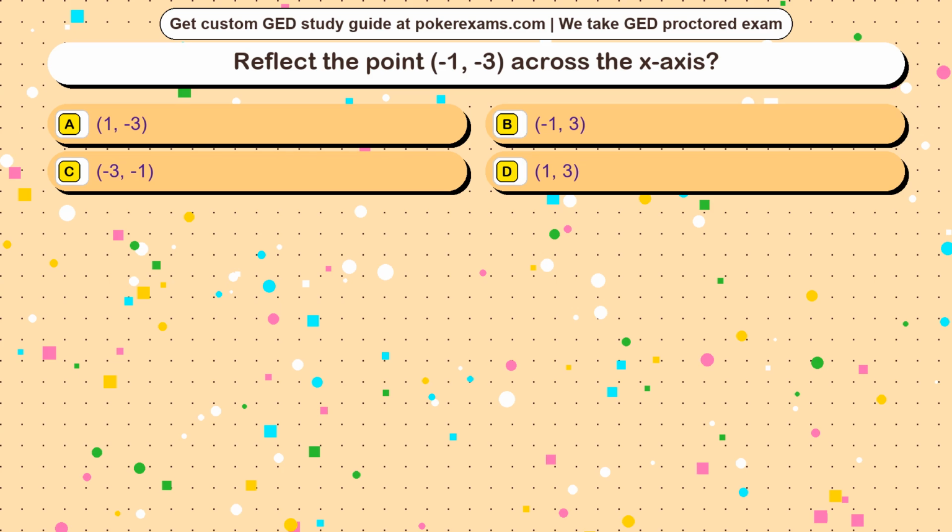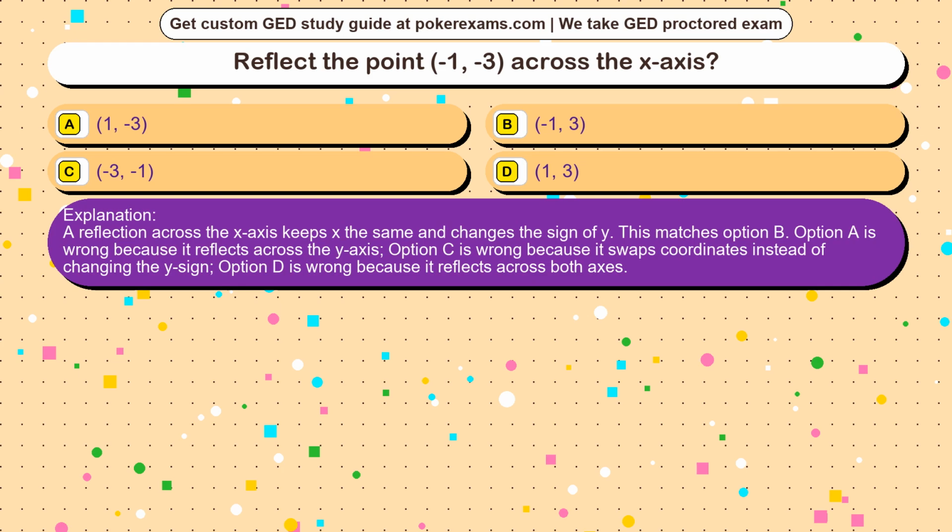The correct answer is option. A reflection across the x-axis keeps x the same and changes the sign of y. This matches option B. Option A is wrong because it reflects across the y-axis. Option C is wrong because it swaps coordinates instead of changing the y sign. Option D is wrong because it reflects across both axes.